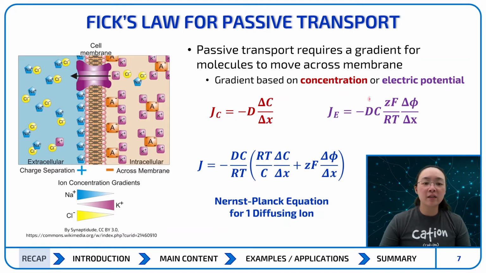So if you combine the two of them together, you end up with a combined version of Fick's law for passive transport that covers both the concentration gradient and the electric potential gradient. Basically, we just add them together. And here we get what's called the Nernst-Planck equation, which is commonly used in a lot of modeling applications. And we'll be taking a look at that for thermodynamics as well as bioenergetics in the next chapter.